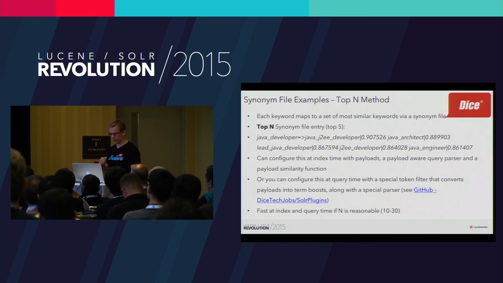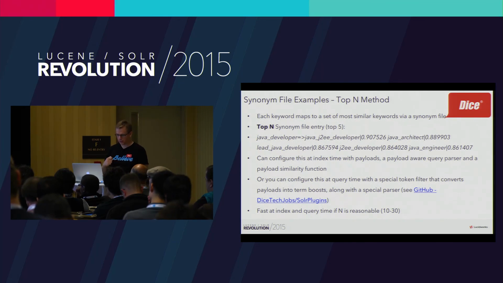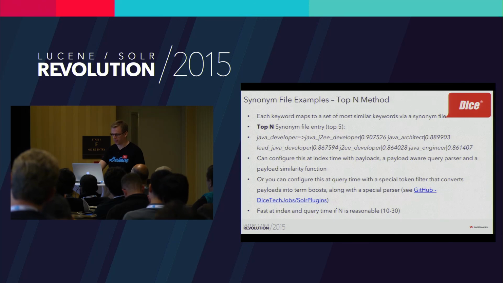Unlike the vector method and unlike LSA, we're still able to make use of the inverted index, right? Because we're just basically using this to do term expansion. So it's fast at index and at query time, as long as you don't set n too high.